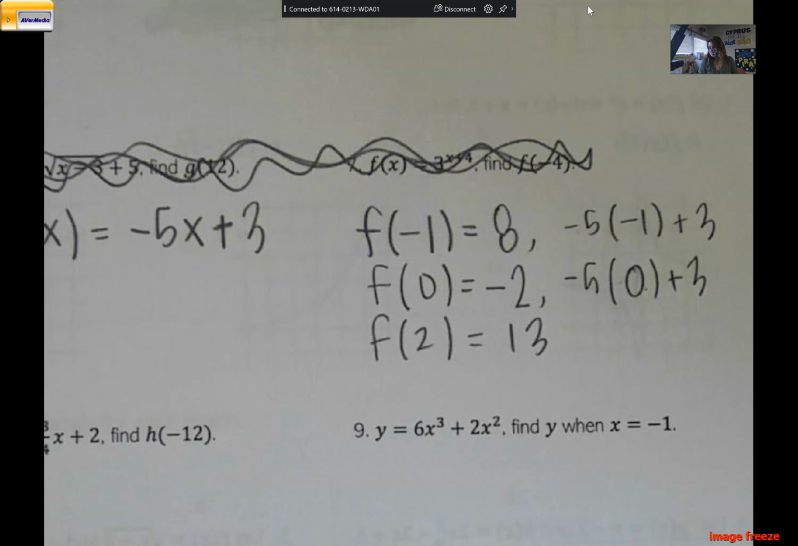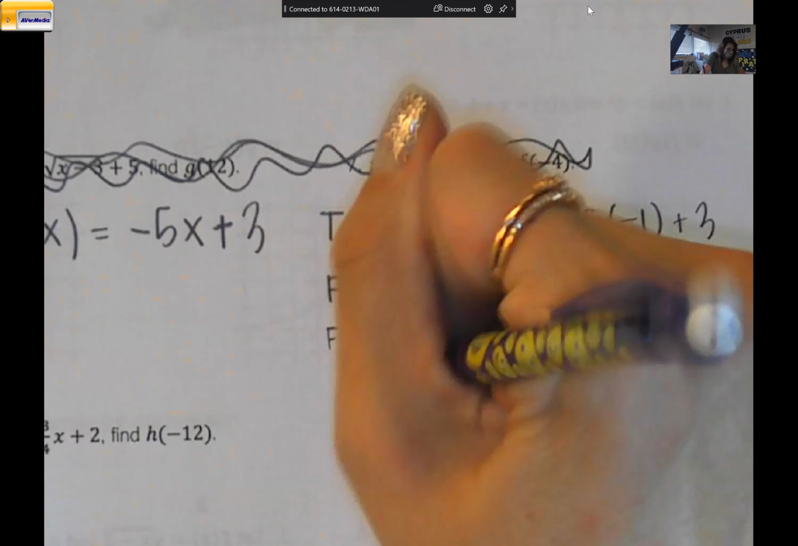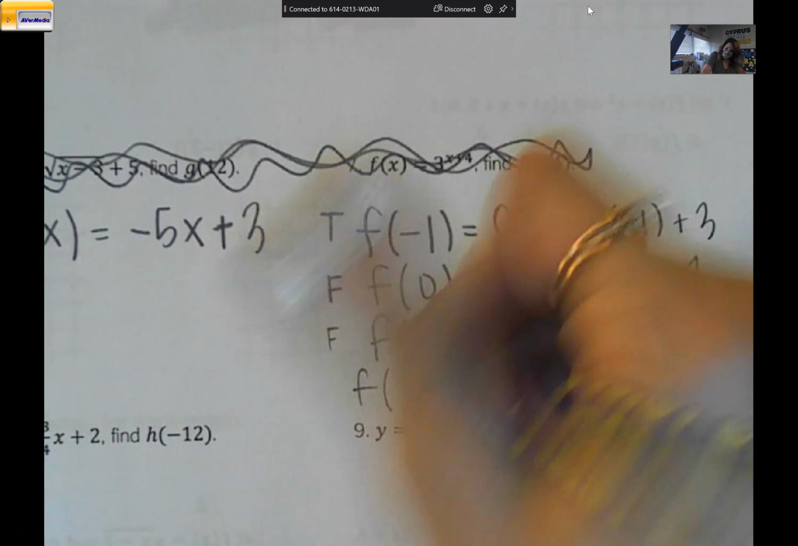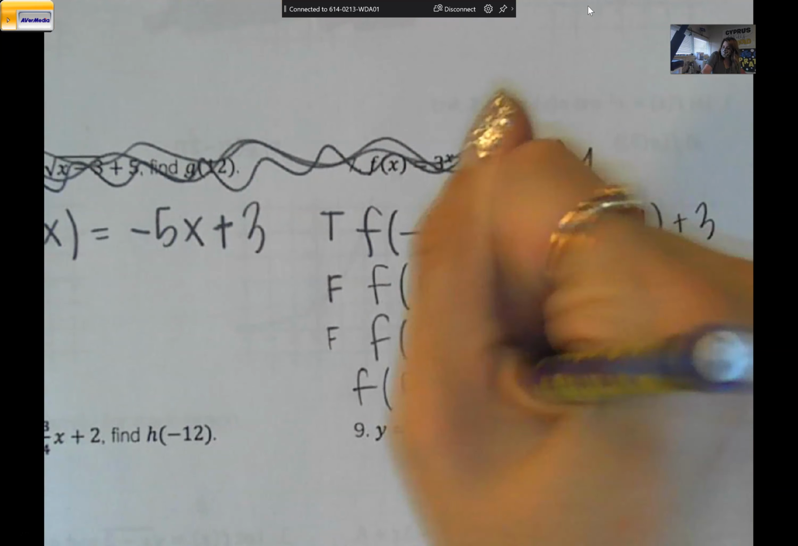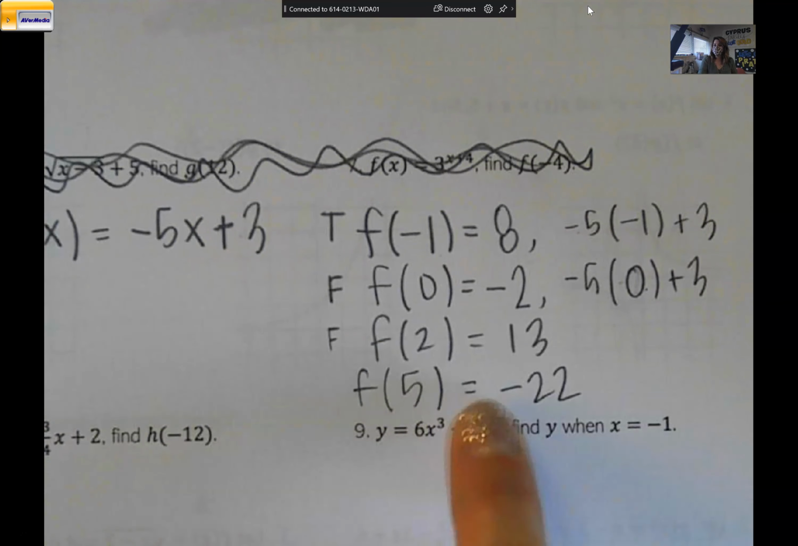Okay, this one goes to Sebastian. False. Agree. Okay, last one of these is f of 5 equals -22. So you're on this very bottom one.